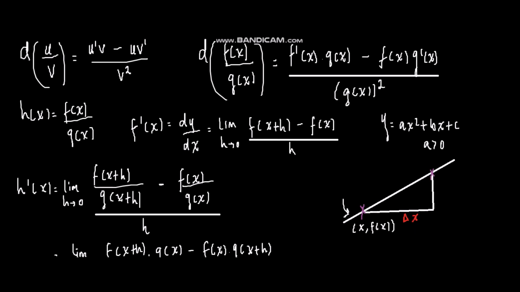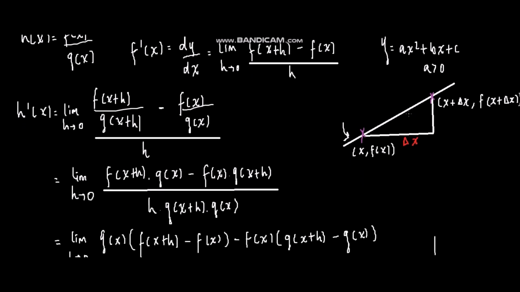What about this point right here? I just want to plot two arbitrary points along this line. This point would be x plus delta x, comma, well, the y would just be f of x plus delta x. So this is the other point, and these are the coordinates of this point. Now, in order to find the slope m, the gradient basically, m is equal to delta y over delta x.